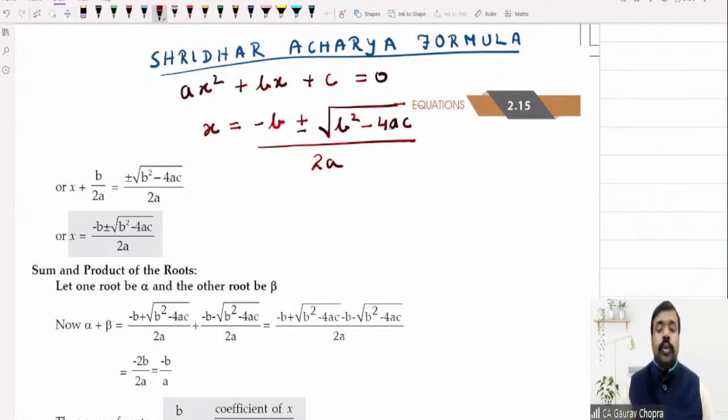So simply, we have to substitute the values of a, b, and c in this formula, and we will get the result of x. All right.